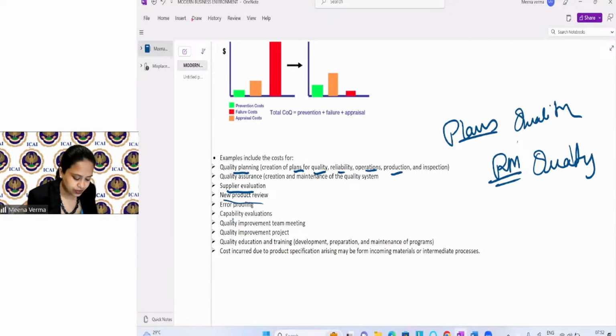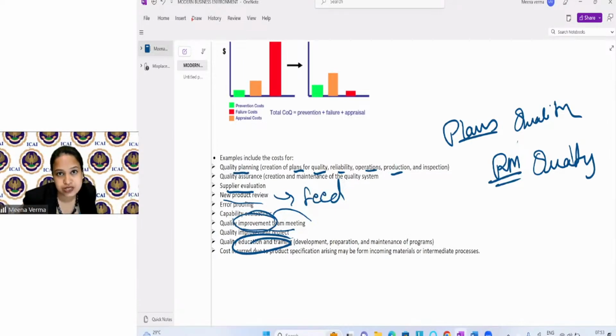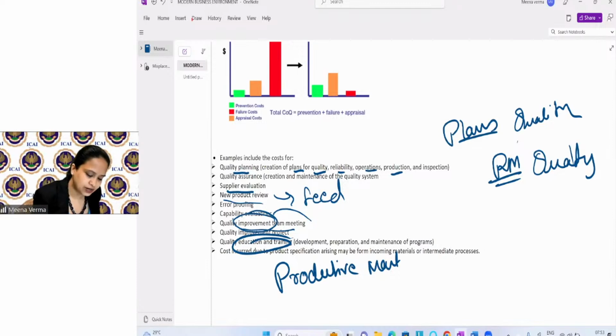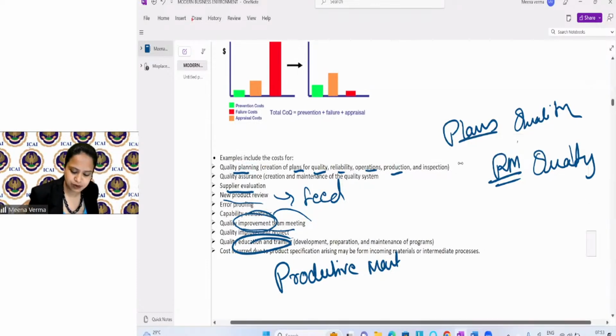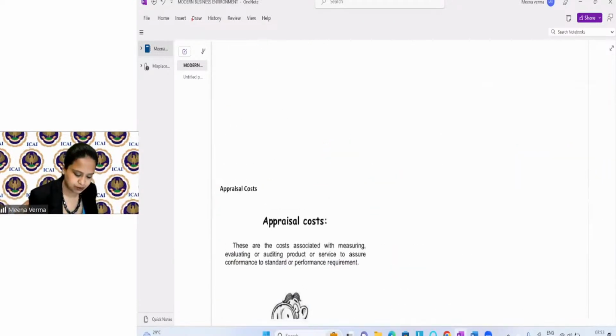Then new product review: you will take the review and feedback of the product. Then team improvement, meaning you are focusing on improving the entire process of the organization. You are providing education and training to your existing employees so that they are not producing defective units. Preventive maintenance will also come here, total productive maintenance. That means you are maintaining your machines properly every time, so you are not allowing any downtime. All of that comes under preventive maintenance. So this was the first point: we will always produce a quality product right the first time.